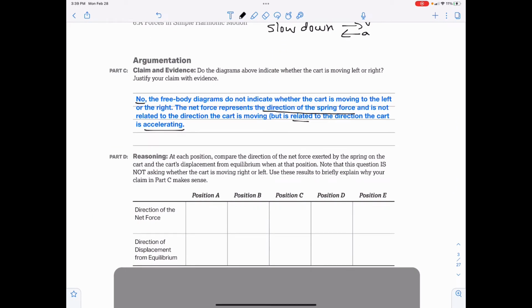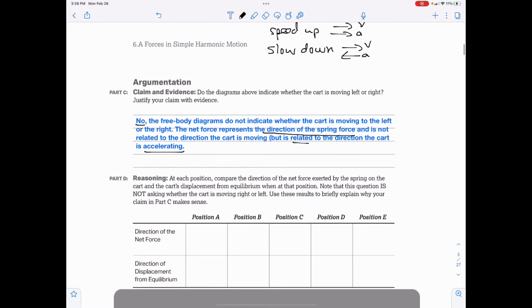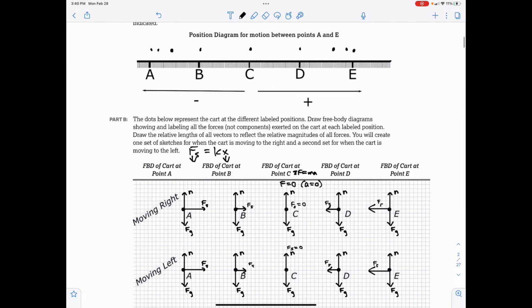Okay, part D. At each point, compare the direction of the net force exerted by the spring on the cart and the cart's displacement from equilibrium when at that position. Note that the question is not asking whether the cart is moving left or right. Use these results to briefly explain why your claim in part C makes sense. Okay, so for part A, position A and B, the net force is going to the right.